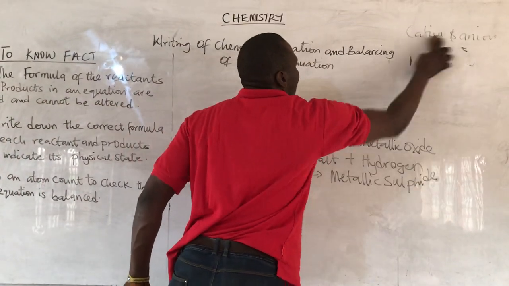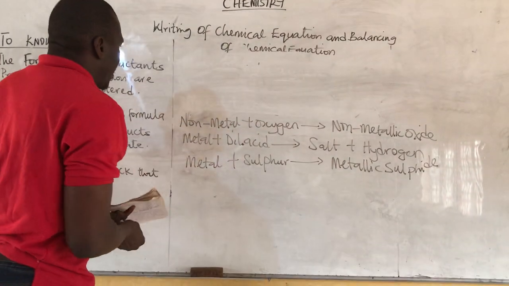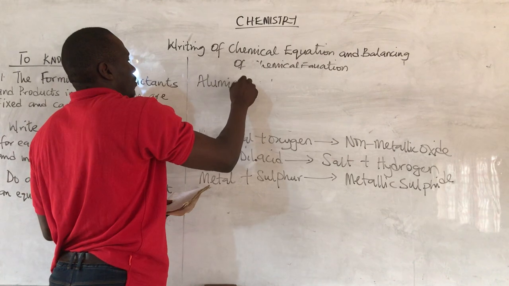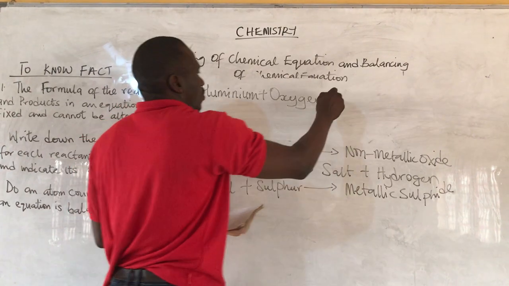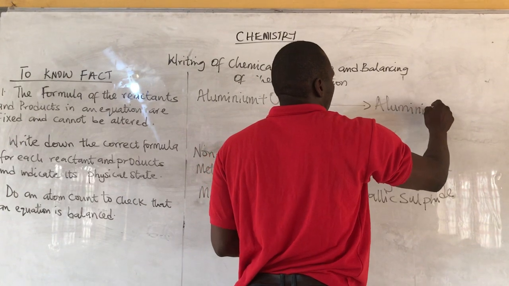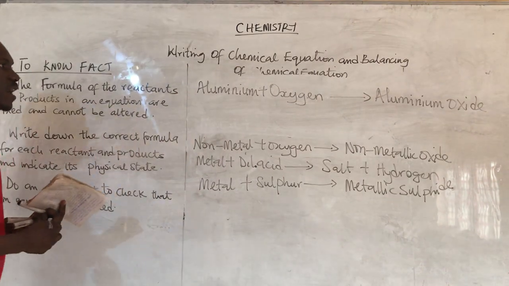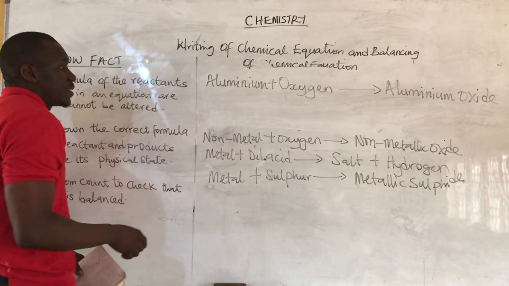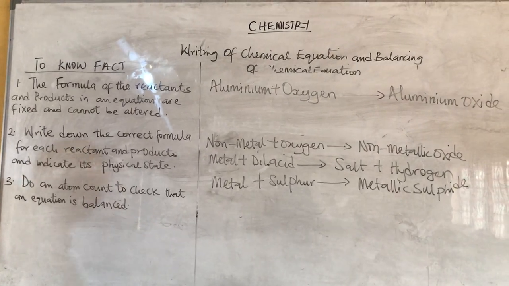On your own, try this, and send me your answer in the comment section. Aluminium plus oxygen to give you aluminium oxide. Try that on your own. Let's see another common equation that we see.